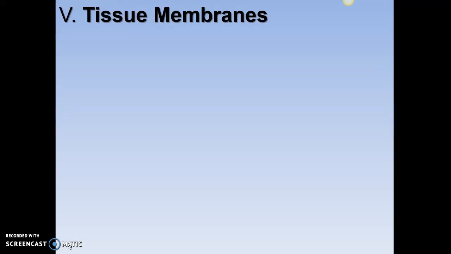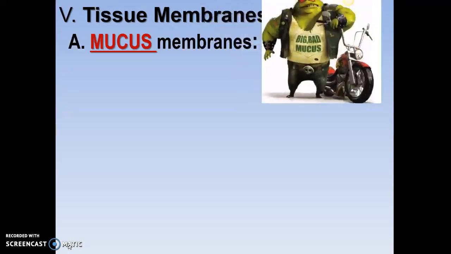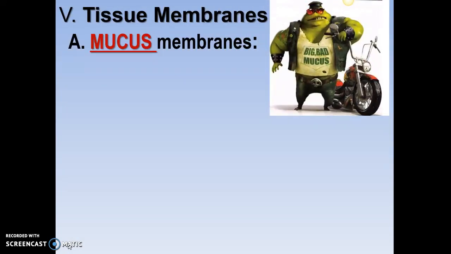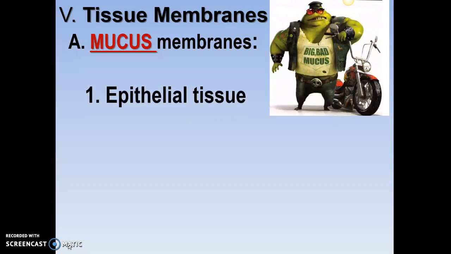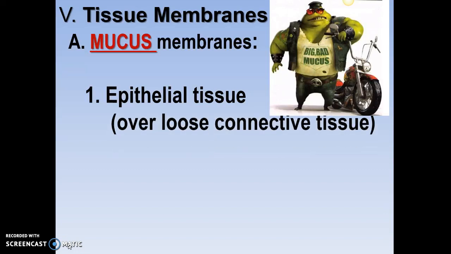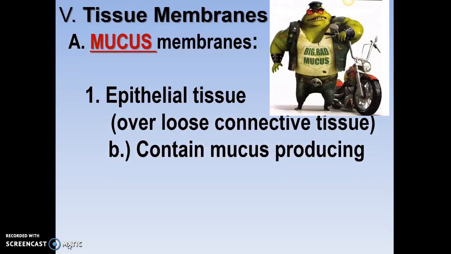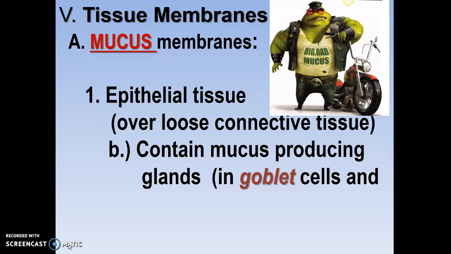Tissue membranes. The membranes are mucous membranes. Mucus is your friend. So epithelial tissue produces the mucus. The goblet cells in the epithelial tissue produce mucus. Think of a goblet. When you drink out of a goblet, you leave your mucus on the rim, so think of that way to remember goblet cells. And also mucous neck cells. But guess what? The word mucus is in mucous neck cells, so that's a no-brainer.